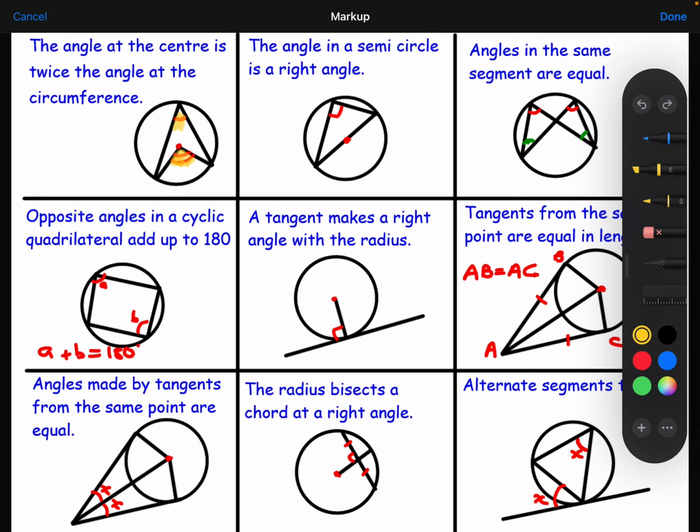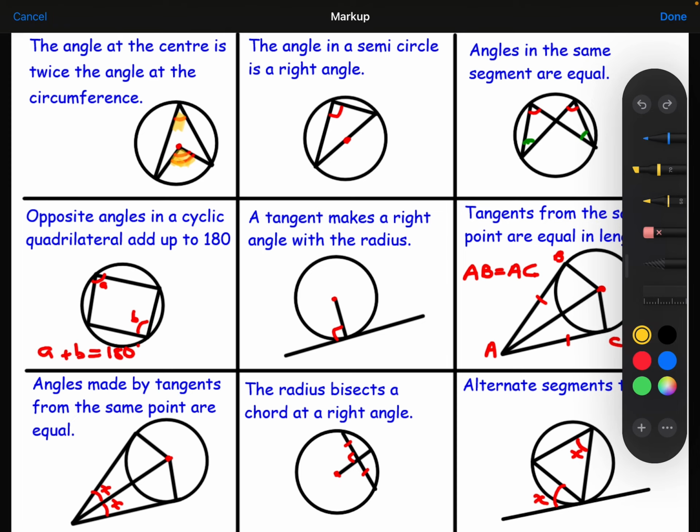Next, the angles in the same segment. These 2 red angles there are in the same segment and they would be equal to one another. Similarly, these 2 green angles there are also in the same segment, so they would be equal to one another.